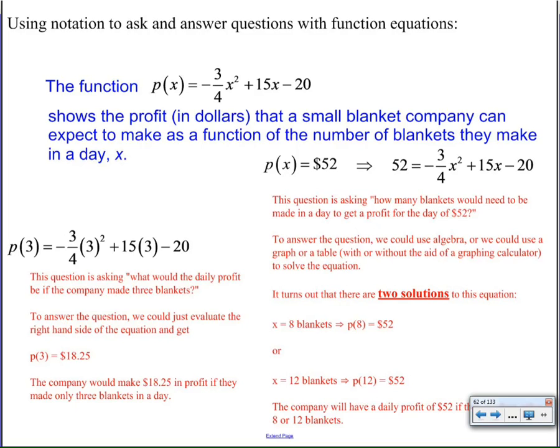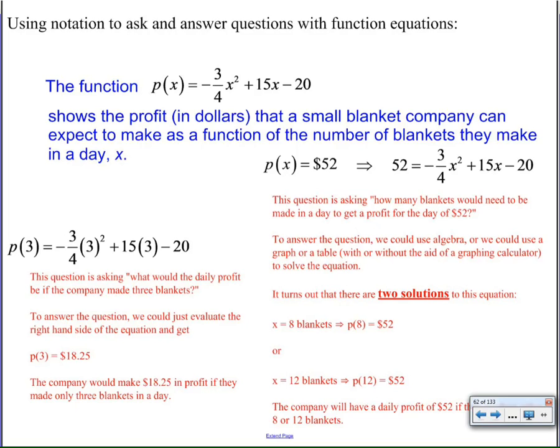Our job is going to be to translate that into an actual question. In this case, p of 3 is asking, what's the daily profit if the company made 3 blankets? I know that because x is 3, which is the number of blankets, and that x has been replaced by 3. I know p is unknown, p stands for profit. So what is the profit for 3 blankets made? Now to answer the question, the answer is $18.25, and so I answer that. The company would make $18.25 in profit if they made only 3 blankets in a day.